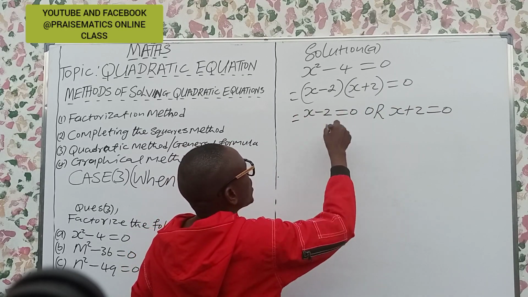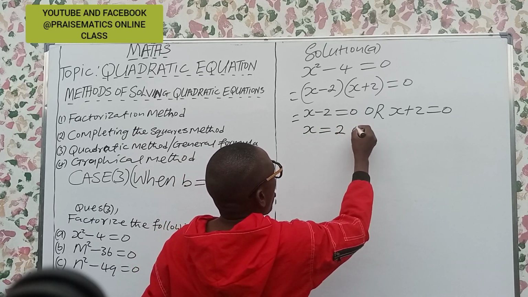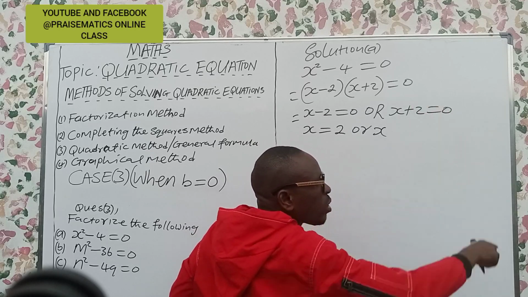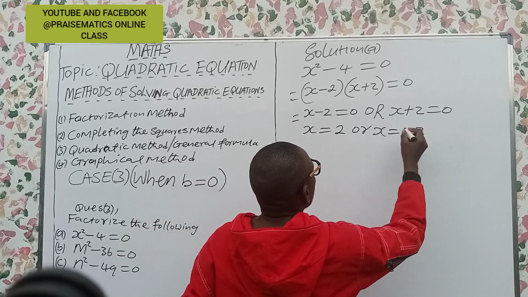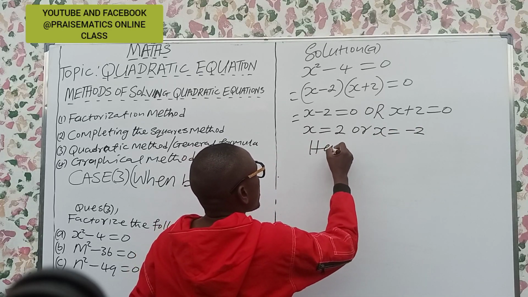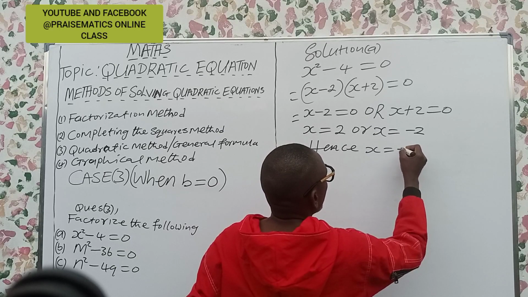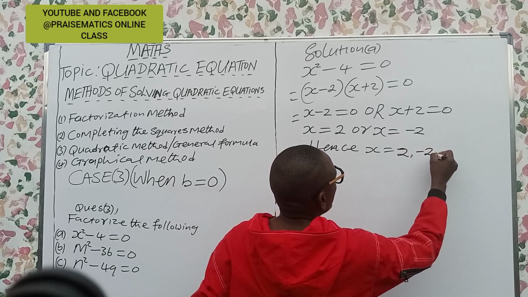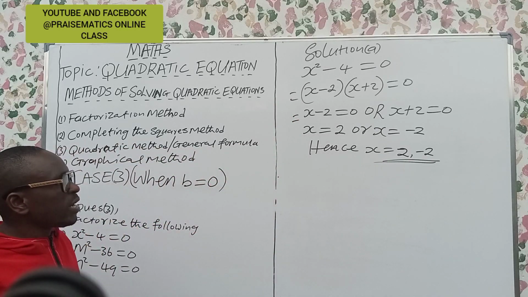So finally, what do we have? This minus will cross the sign of equality. We have x is equal to what? 2. Or x, this positive number will cross the sign of equality, x will be equal to minus 2. Hence x equals 2, minus 2, and that is the solution to that question.